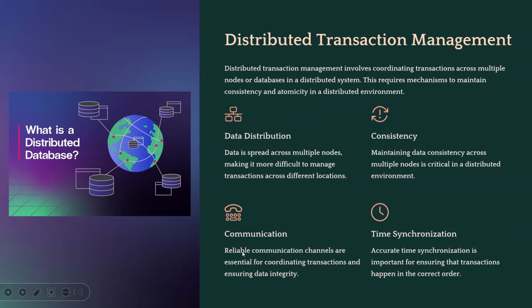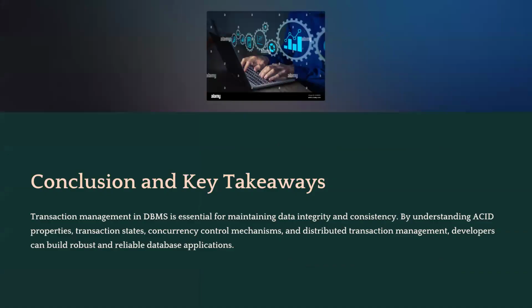So third is communication. Reliable communication channels are essential for coordinating transactions and ensuring data integrity. So fourth is time synchronization, where accurate time synchronization is important for ensuring the transactions happen in the correct order. So in conclusion, we can say transaction management is essential for maintaining data integrity and consistency. By understanding ACID properties, transaction states, concurrency control mechanisms, and distributed transaction management, developers can build robust and reliable database applications.